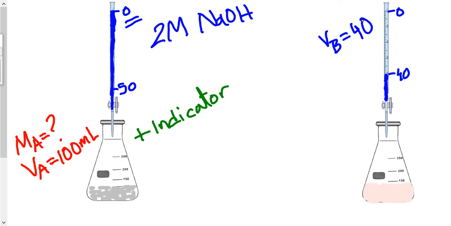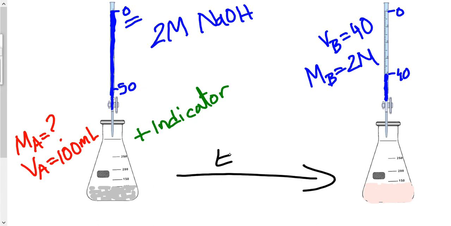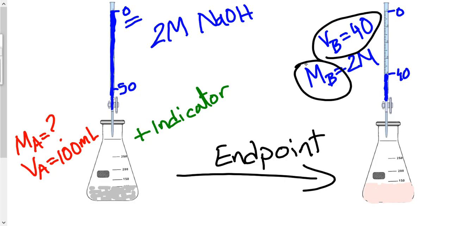So we know the molarity of the base, which is 2 molar. We also know the volume of the base that we use for titration, which is 40, to reach our endpoint, right? So we reached our endpoint, got a slightly pink solution. So now we have every single piece of information to calculate our concentration for the acid.